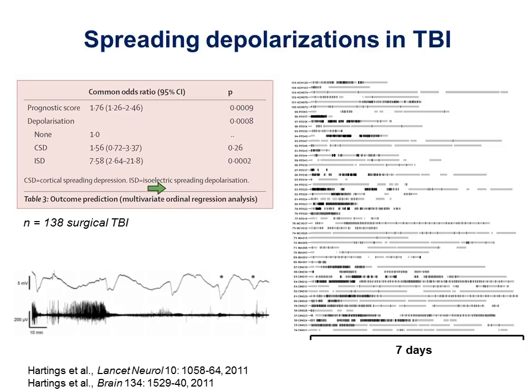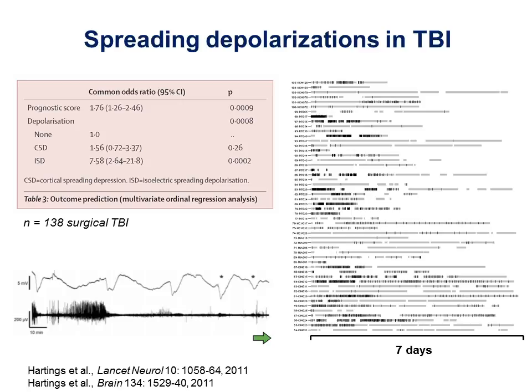And from monitoring a large series of 138 patients, what we found is that classification of these different patterns of depolarizations is a highly significant predictor, at p less than 0.0008, of worse outcomes. And this predictive value is independent of a patient's baseline prognosis based on pupillary status and Glasgow Coma Scale score and all the other known best prognostic factors in traumatic brain injury.